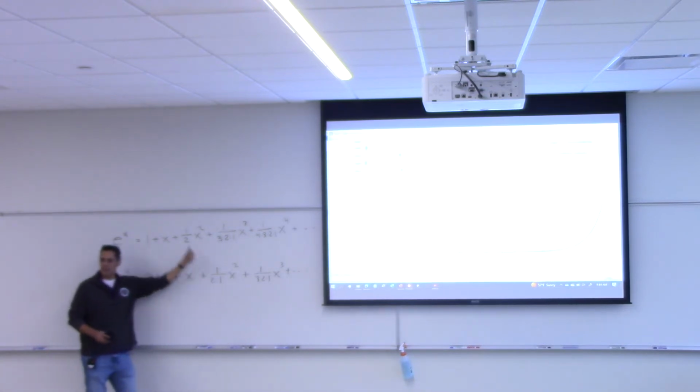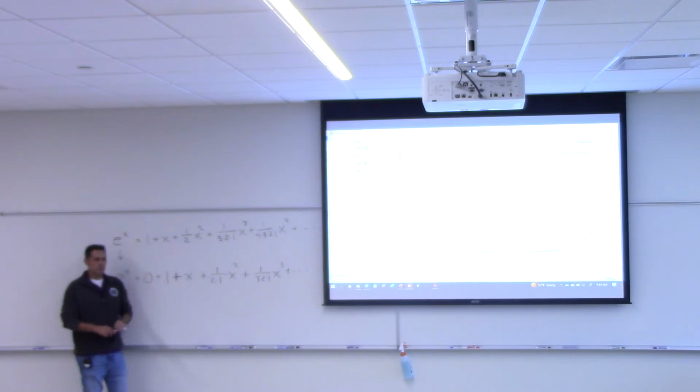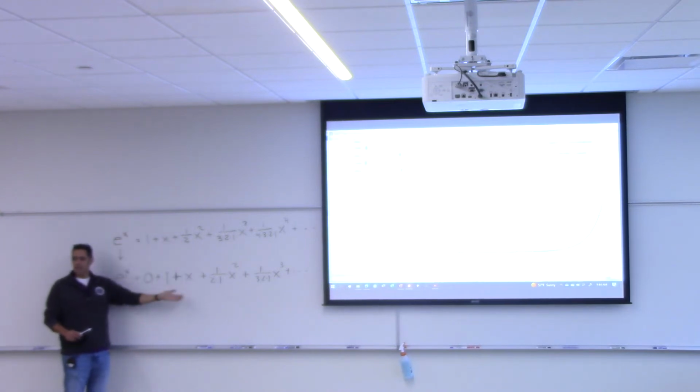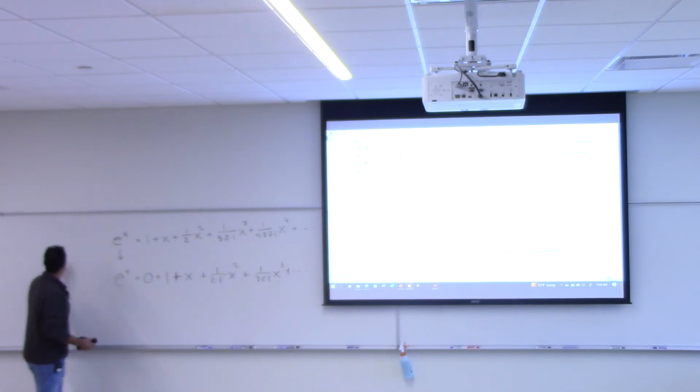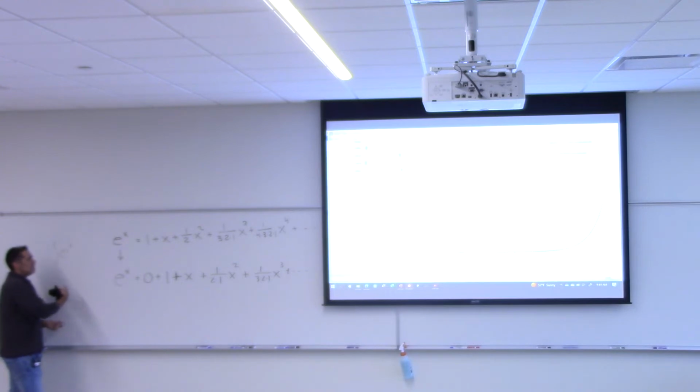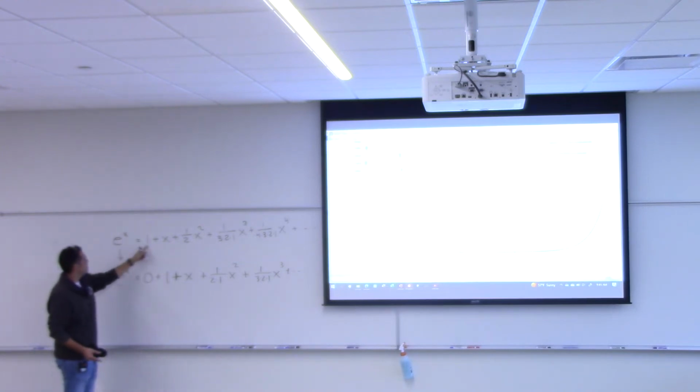This is that, right? That's that. e to the x is its own derivative, as this shows. That's pretty cool, right? What's the antiderivative of e to the x? Itself, right?